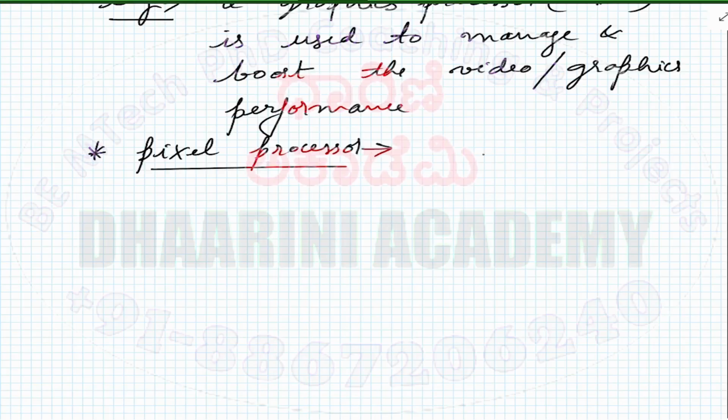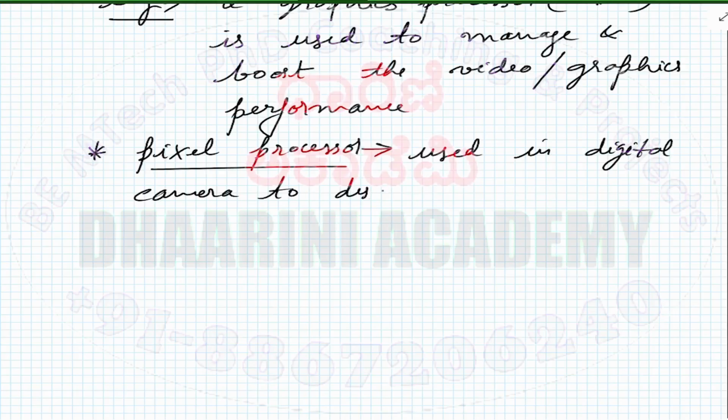So this is used in a digital camera to display the images on its screen. Okay, the camera will have a screen to display the image you captured. You will have a separate processor, which is a coprocessor. Its job is just to show the image which you captured.